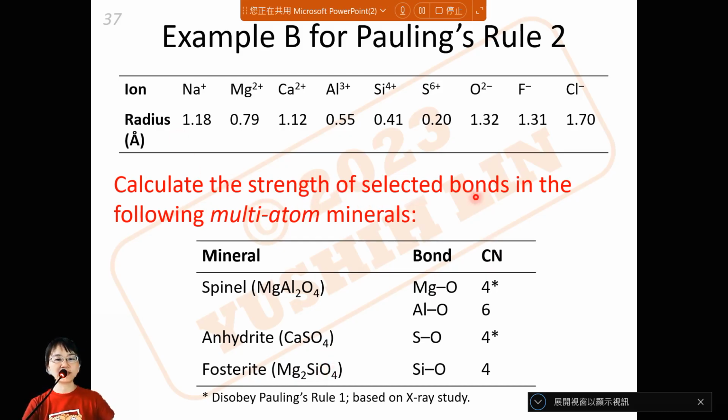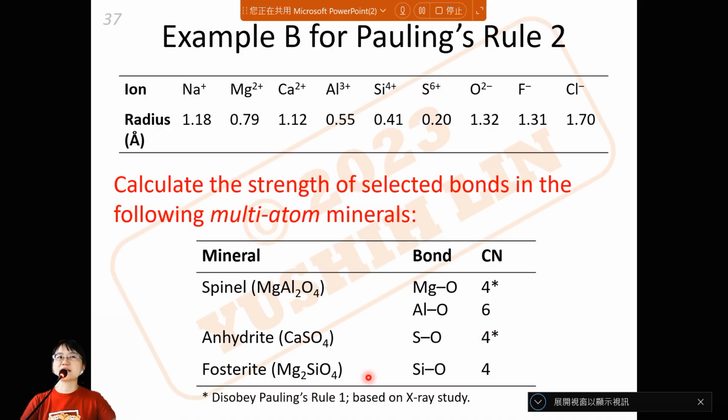Calculate the strength of selected bonds in the following multi-atom minerals. This one will have magnesium oxygen bond, aluminum oxygen bond, and this one will also have calcium oxygen bond and sulfur oxygen bond. This one will also have 2 types of bonds. And here, these two, without star here, they obey Pauling's rule 1. If you apply the number here, you will reach the conclusion that this one has a coordination number of 6. This one is 4. However, these two, they disobey the rule.